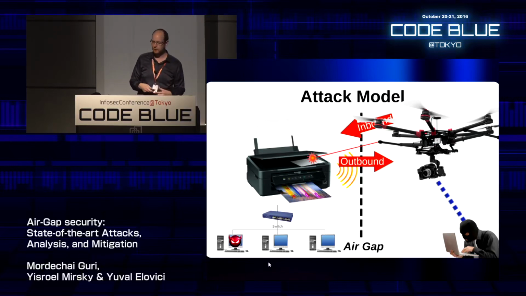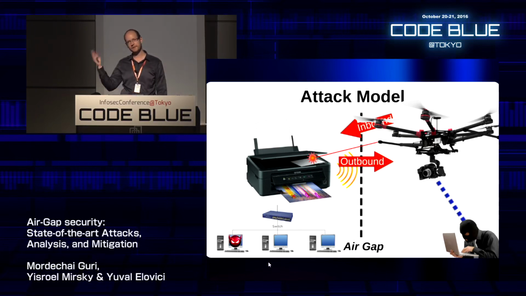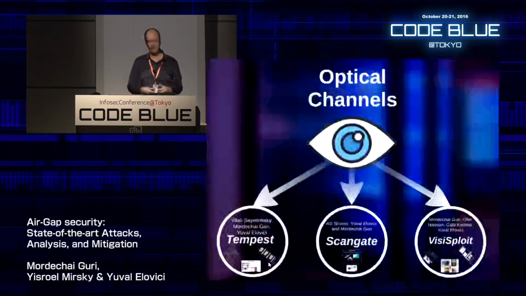So one idea we had was you have malware in the isolated network, and if it wants to send information to the attacker, it will have the scanner turn on and light up the room a little bit. You have a sensitive camera on a drone outside the building looking at that window, and the light in the room can be picked up and interpreted as binary, and sent over to the attacker, and vice versa. If the attacker wants to send information to the malware, he shines a laser in the room, lights it up ever so slightly, and the scanner is scanning and can pick up that light as well.